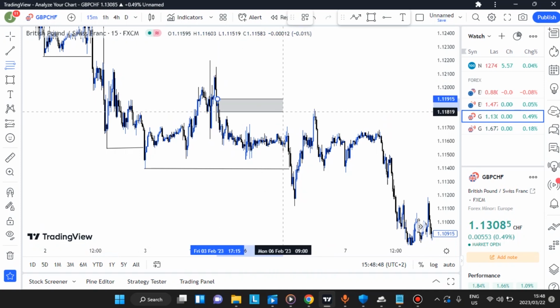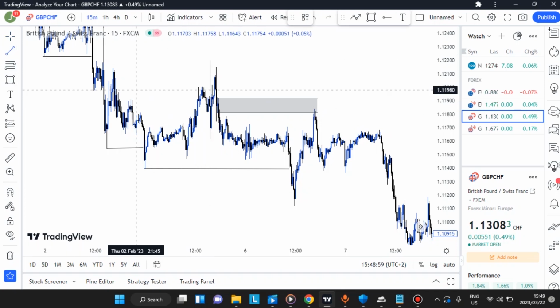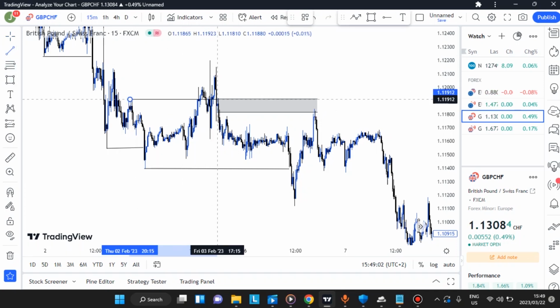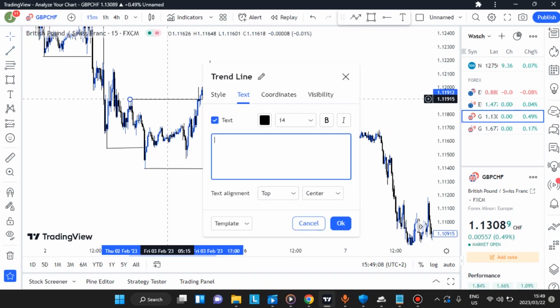And then you can see that order block was influenced by which QML? This QML here, that one there. So the order block that is near the QML is more likely to be significant. So we can see we have that QML there.